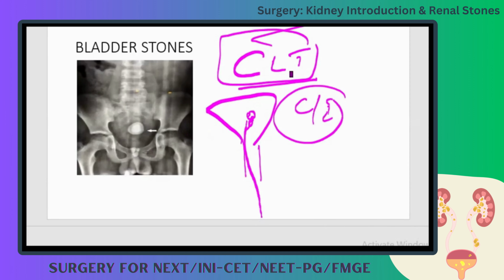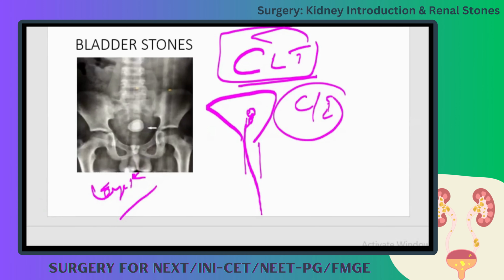Guess and tell me. Just guess and tell me. Large stones. Good. Then BPH. Okay. Anything better than BPH? If there is narrowing of this urethra, what is that known as? Stricture, urethral stricture. Very good. So in stricture urethra, you can't put the scope inside.